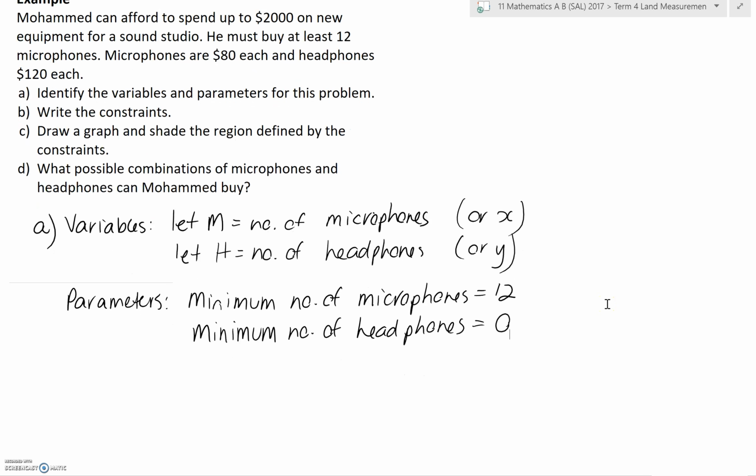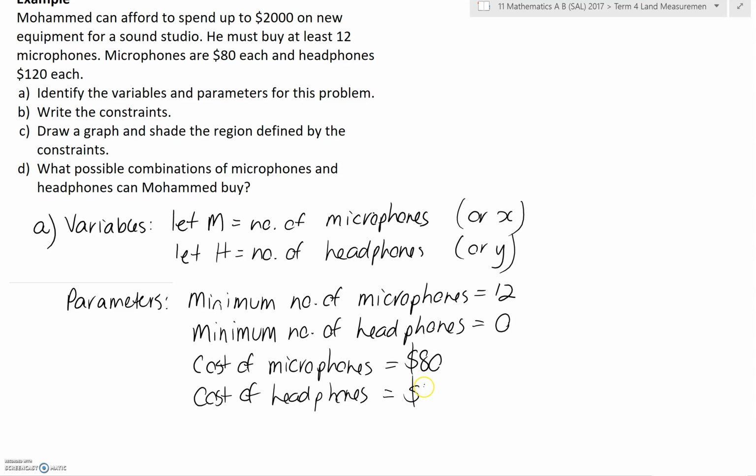parameters as well. Now, we're also told about the cost of each one of those things. So the cost of the microphones is $80 and the cost of the headphones is $120, so that's important. And we're also told our maximum cost, or our total budget, is $2,000. We don't have any more dollars than that. So all of those are things that we can't change and are important to this question.